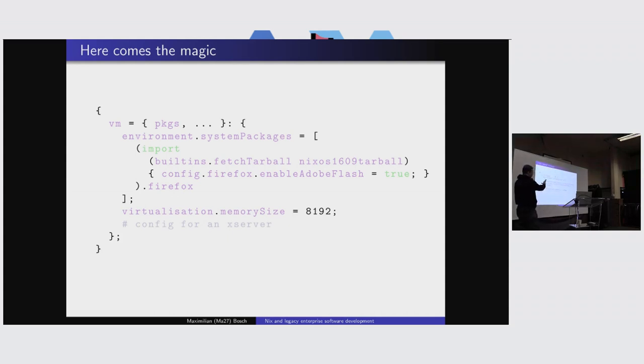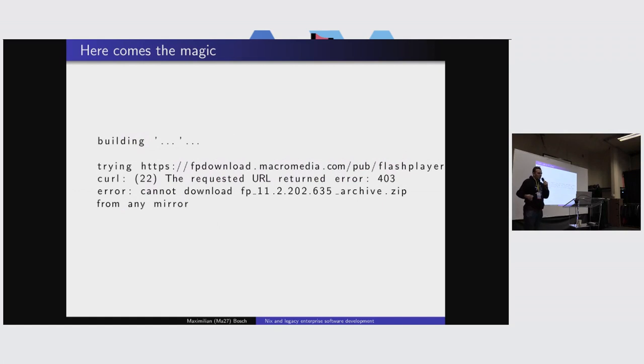So I basically imported a tarball from GitHub with a revision from NixOS 16.09 and I enabled Adobe Flash because even we didn't want to have it by default back then. And from this package set, I imported Firefox. Also, I obviously had to increase the memory a bit, and I needed an X server, but it's not that interesting, so I left it out here. Now I thought, well, job is done.